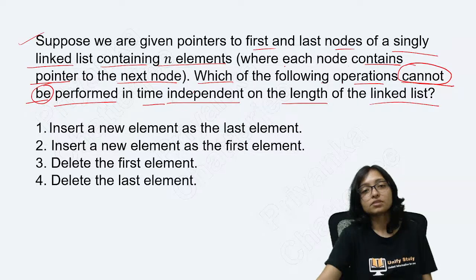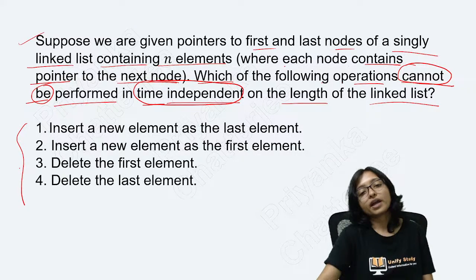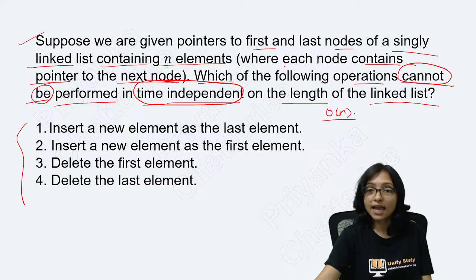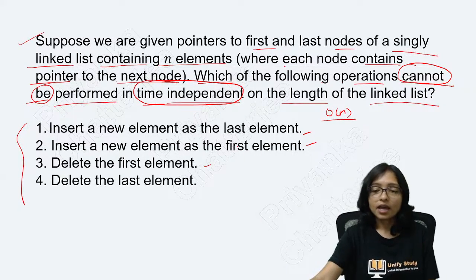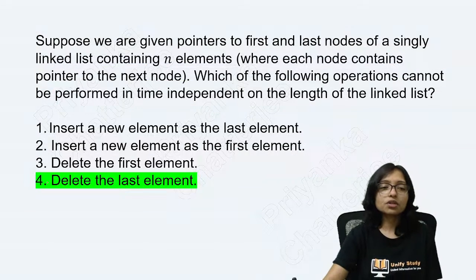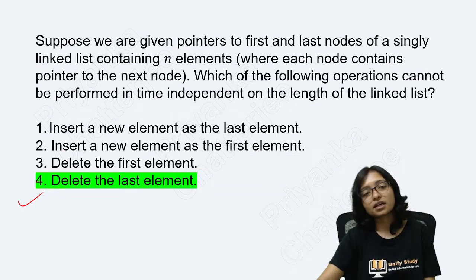Cannot be performed in time independent means ultimately out of these options you need to find which one is actually order of n. Order of n means it is time dependent. Others are all time independent. And your answer is option 4, the correct answer. Why is option 4 the correct answer?